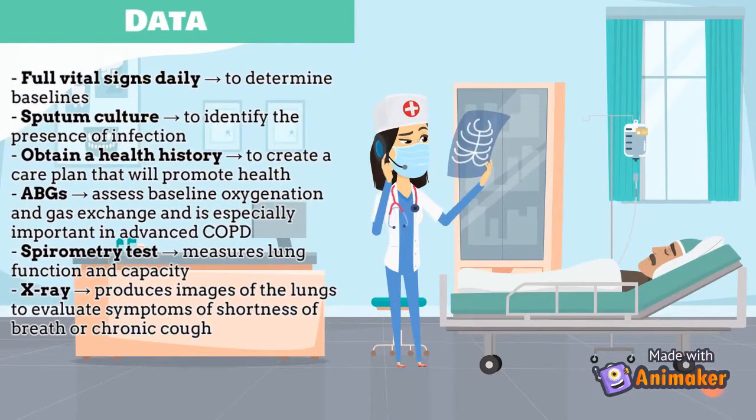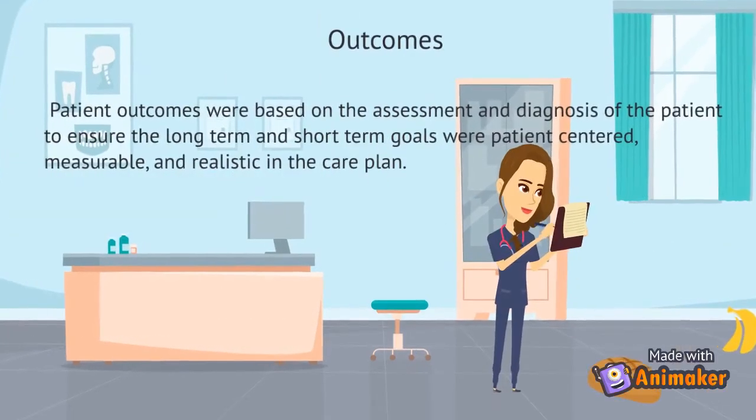When visiting with a patient, it's important to gather data such as their health history and vital signs. This would aid in the development of a health-promoting care plan as well as the establishment of baselines. The sputum culture is useful in determining the presence of infection, and collecting ABGs would aid in determining the level of oxygen in his blood and whether or not carbon dioxide is being eliminated adequately. A spirometry test would assess lung capacity and function, which may help track the disease's progression. To assess symptoms of shortness of breath or persistent cough, X-rays would create an image of the lungs.